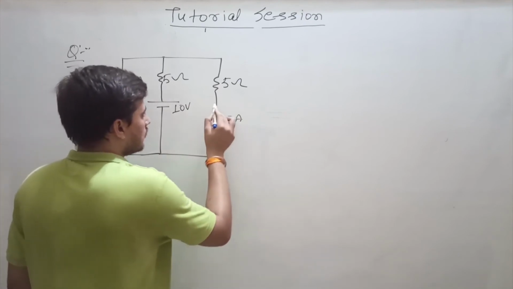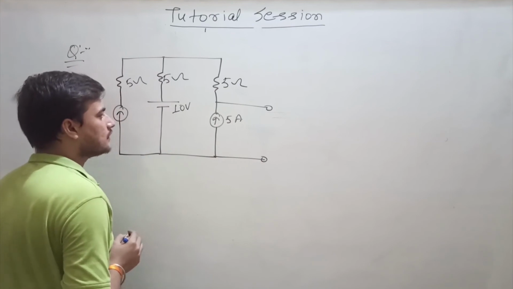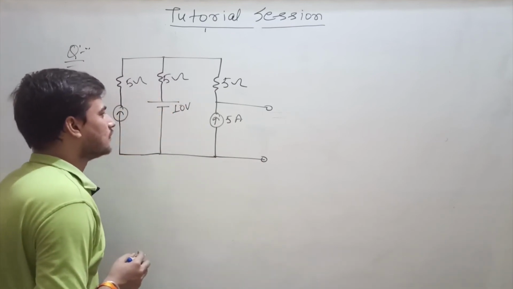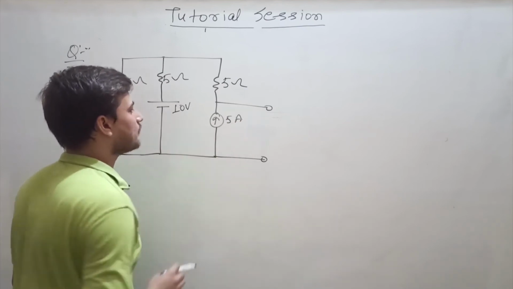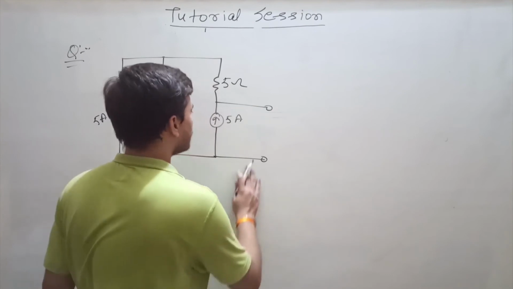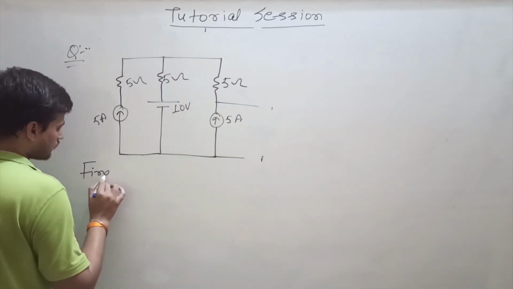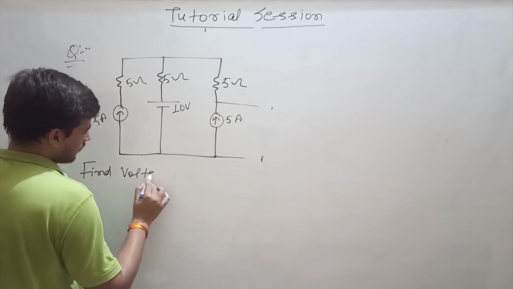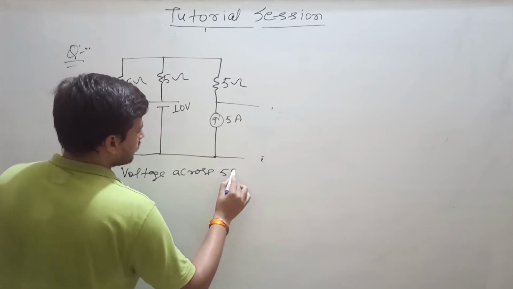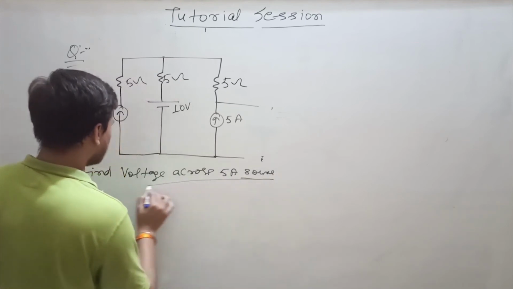Now you have to find this voltage, that means the voltage across this 5 ampere source. You have to find the voltage across the 5 ampere source by Thevenin's theorem.